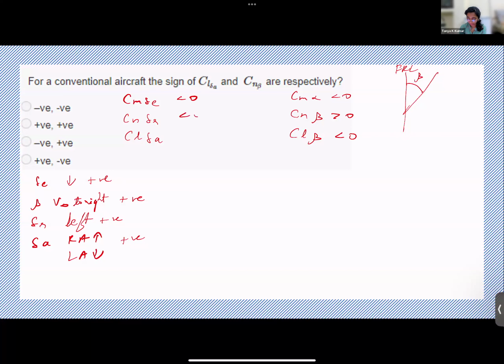Negative yawing. If I deflect my ailerons in such a way, so positive is defined as right aileron upward, left aileron downward, that means it rolls with the right wing down, right? The lift on the right wing is less, so the right wing goes down. So is that a positive rolling moment or negative rolling moment? Positive rolling. So these signs you need to remember. You just need to remember the conventions and then you'll be able to derive the stability and control derivative signs by yourself. Okay, next.